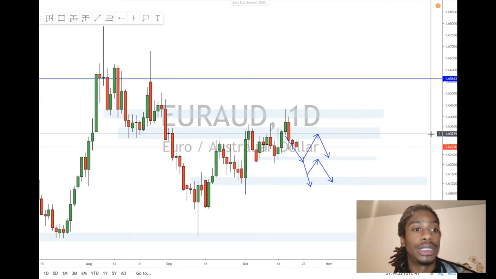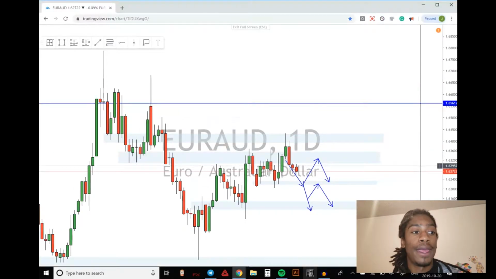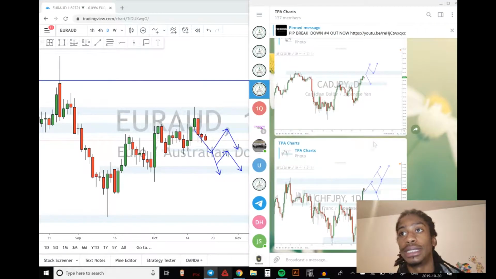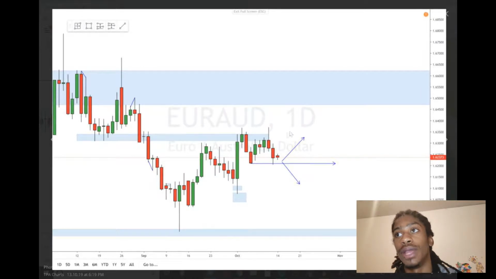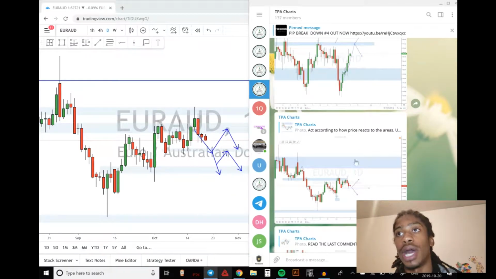So let's just send this to the Telegram and have a little look and see if anything was hit. So price actually went ahead, rejected the support like we have here, right? And then continued upward for a little higher high.